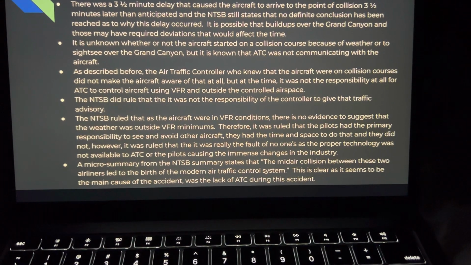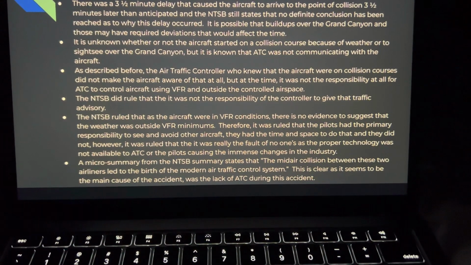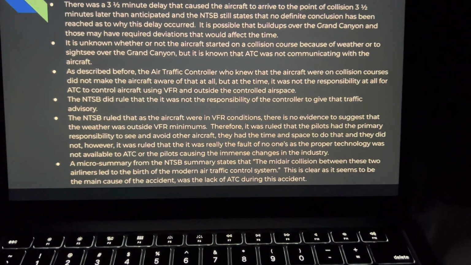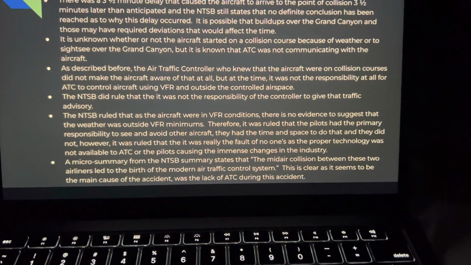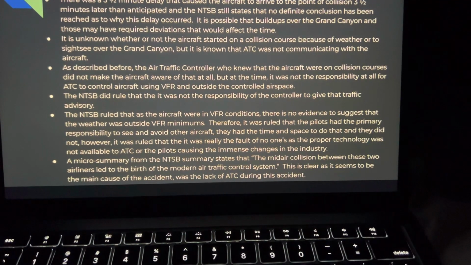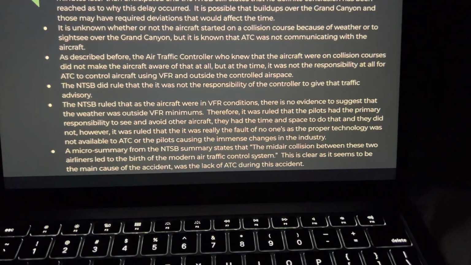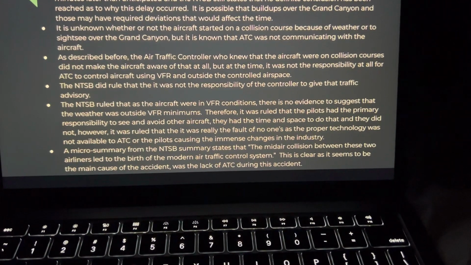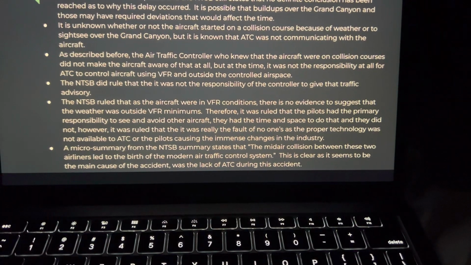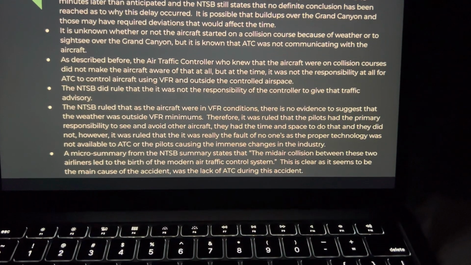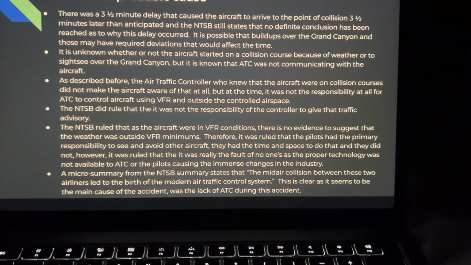The NTSB ruled that as the aircraft were in a VFR condition, there is no evidence to suggest that the weather was outside VFR minimums. Therefore, it was ruled that the pilots had the primary responsibility to see and avoid other aircraft. They had the time and space to do that, and they did not. However, it was also ruled that it really was the fault of no one, as the proper technology and resources were not available to ATC or the pilots, causing the immense changes in the industry.